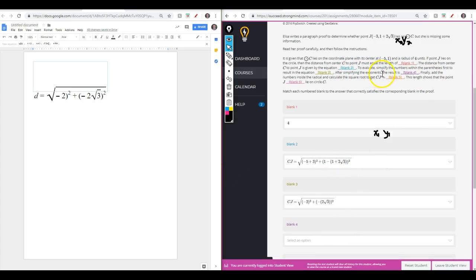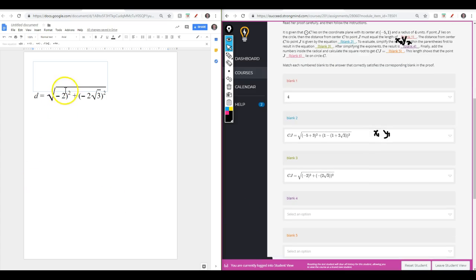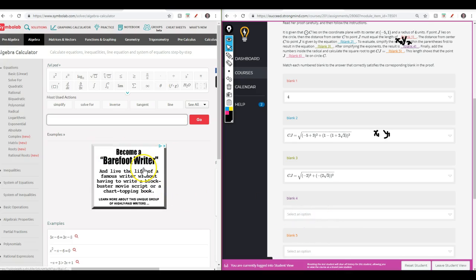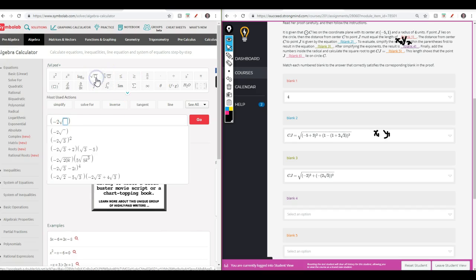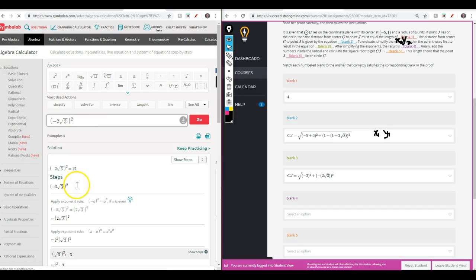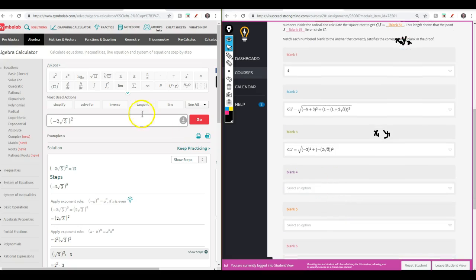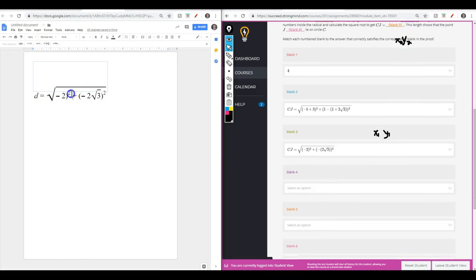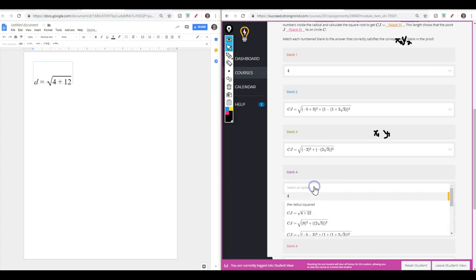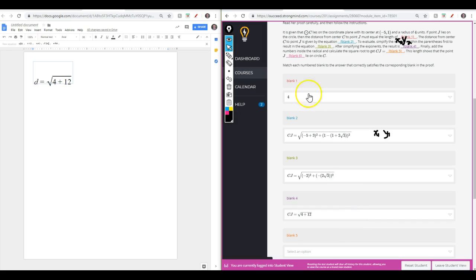So then, after simplifying the exponents, the result is blank. So then they want to know what -2 squared is and what -2 square roots of 3 squared is. So I'm going to jump over here. -2 squared is 4. So I'm just going to simplify -2 square roots of 3 being squared, and this gives us 12. So I'm going to be looking for 4 plus 12. So that. And then blank 5.